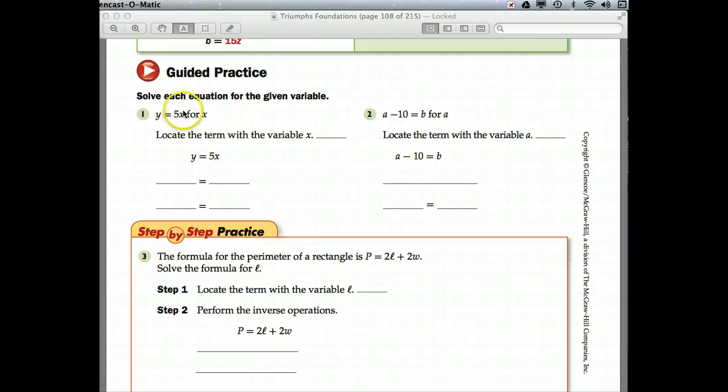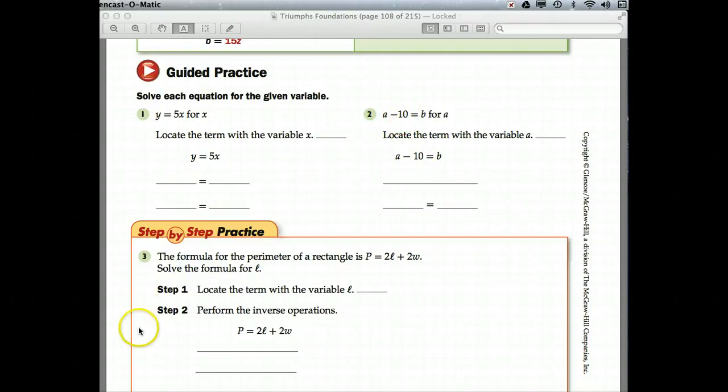So that would be 5x. So what steps are we going to need? Well, we see we're multiplying, so we know we're going to have to divide, right? So then all we have to do is divide both sides by 5. Over here, if we're going to solve for a, let's locate the term with the variable a. Alrighty. Checklist. We are subtracting 10 from it, so we know we're going to have to add 10 to it.